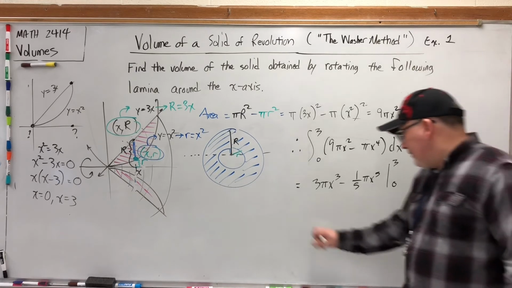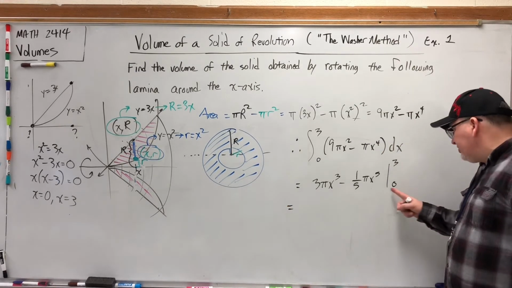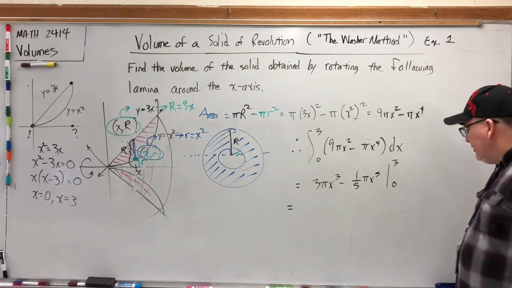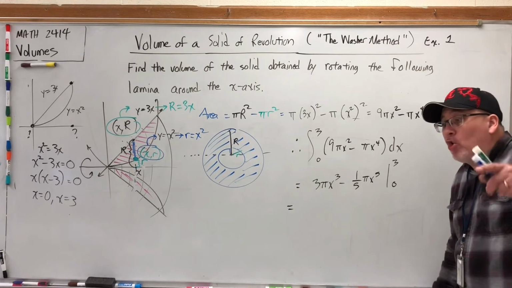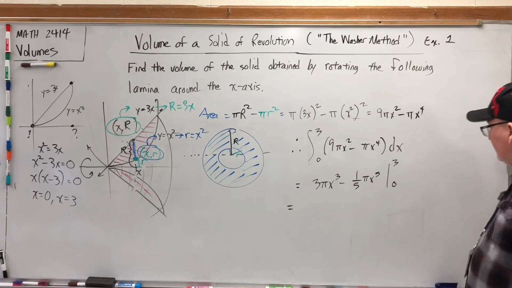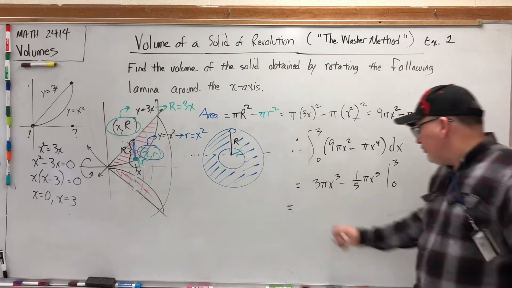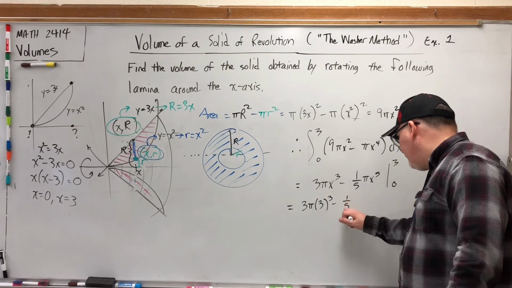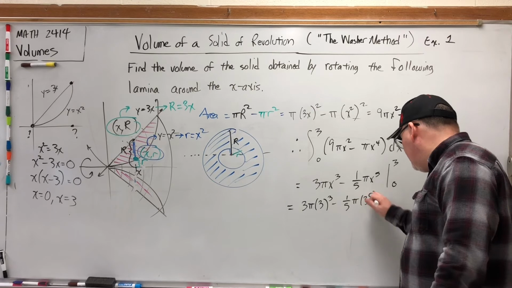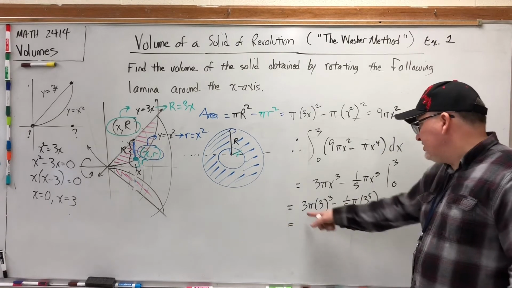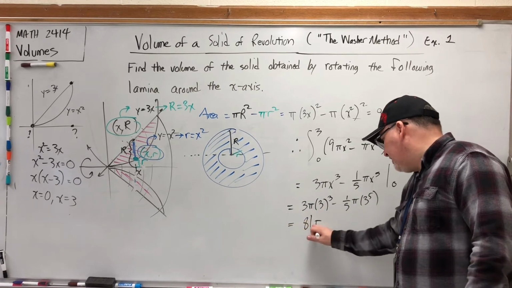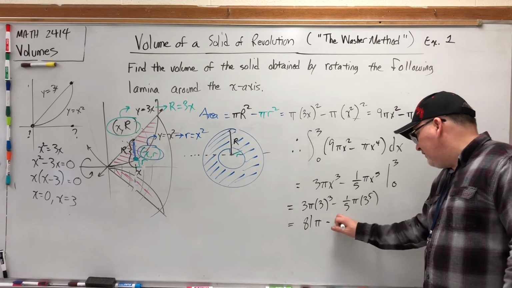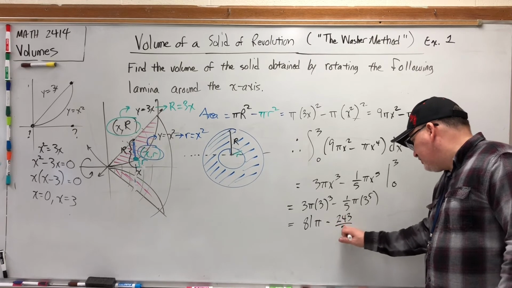All right, let's see what happens. Quick observation: the 0 does annihilate the antiderivative, so as a lower limit, I can ignore it. If it didn't annihilate the antiderivative, or if it were the upper limit, we couldn't do that. Speaking of upper limits, let's put in the 3. We get 3 pi times 3 cubed, minus 1/5 pi times 3 to the fifth. 3 cubed is 27, times 3 is 81, so we get 81 pi. 3 to the fifth is 243, times 1/5 is 243 fifths pi.